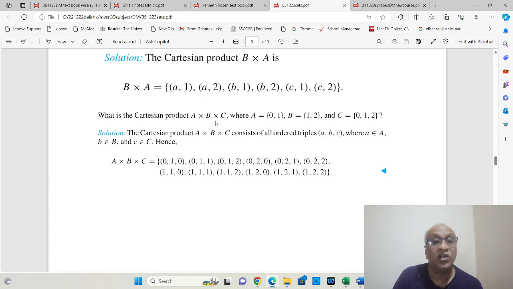So suppose I want to find the Cartesian product of A, B and C, where A is {0, 1}, B is {1, 2}, and C is {0, 1, 2}. How do I proceed? So this is what it is: (0, 1, 0), (0, 0), all the possible combinations.